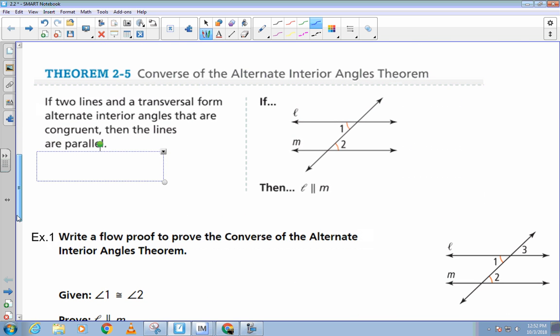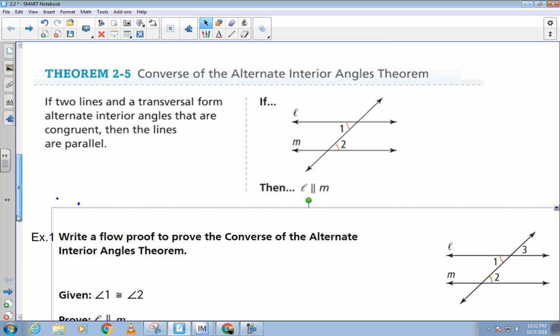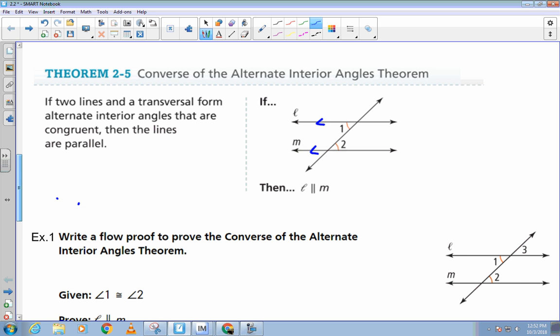Here's another one. This is the converse of the alternate interior angles theorem. And basically, the same thing is going to happen. If I look at two lines cut by a transversal, and I see that the alternate interior angles are congruent, then that's sufficient information for me to say that the lines are parallel.